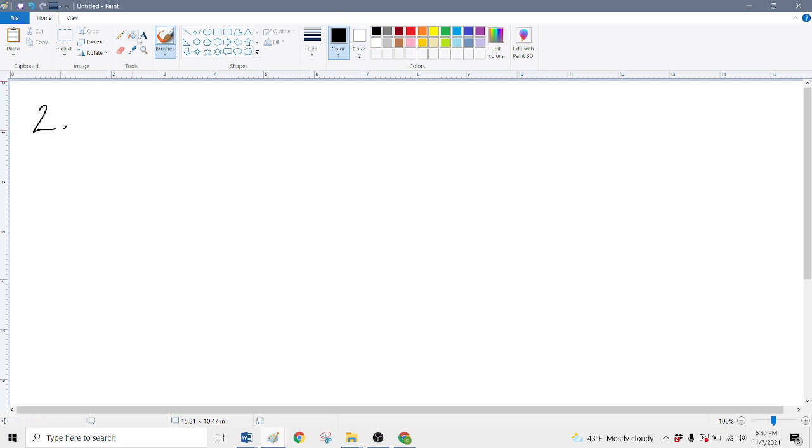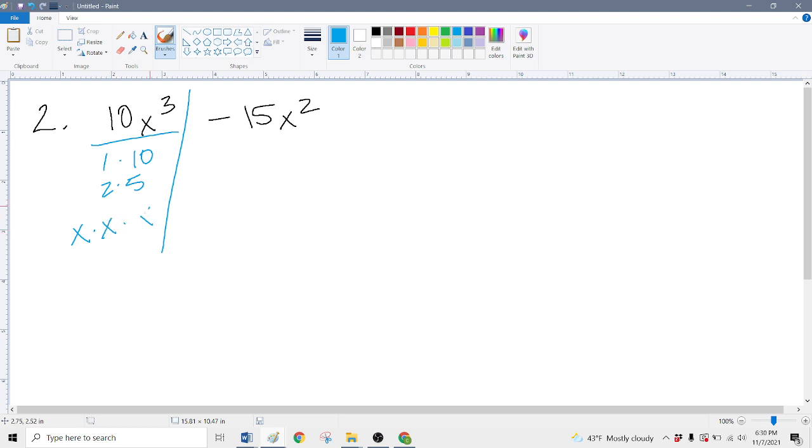Number 2. So the problem is 10x cubed minus 15x squared. And our GCF, we can start getting a sense of it just by looking at it. The factors for the number part on our first term: 1 and 10, 2 and 5. And for the letter part, we've got x cubed. That means we need an x times x times x.